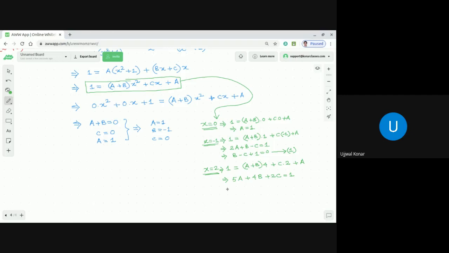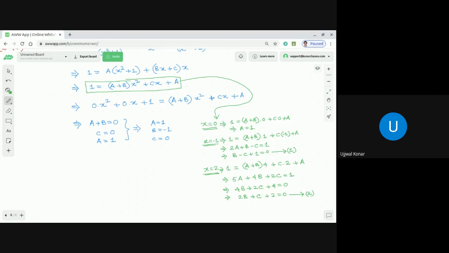We already know the value of a is equal to 1. So 4b plus 2c plus 4 is equal to 0. We can take 2 common. So we get 2b plus c plus 2 is equal to 0. That is equation 2. Now you can solve equations 1 and 2, find the values of b and c, and apply that. You will get b equal to -1, c equal to 0.